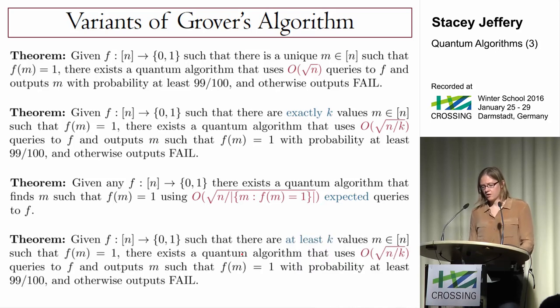Another thing that we could do is, if we know there are at least k marked elements, for example at least one marked element, then we could do the same kind of argument that I just said, but stopping after square root of n over k queries. There are different ways to do this, but maybe the simplest way is to just guess some uniform random t between 1 and the square root of n over k, and you can actually show that this has constant probability of finding a marked element as long as there are at least k marked elements. So these are some of the different things that we can do with Grover's algorithm, making it more robust.